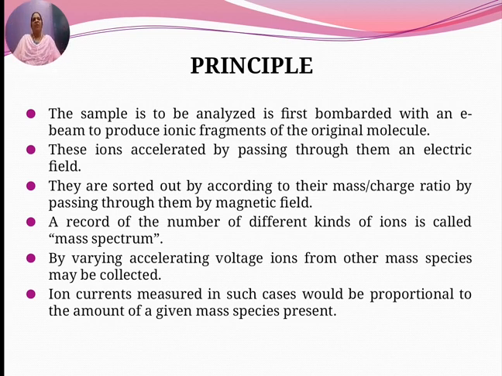A record of number of different kinds of ions is called mass spectra. So each type of ion has its own characteristic. Depending upon the different kinds of ions, you get a mass spectra. By varying accelerating voltage, ions from other mass species may be collected. Ion currents measured in such cases would be proportional to the amount of a given mass species present.